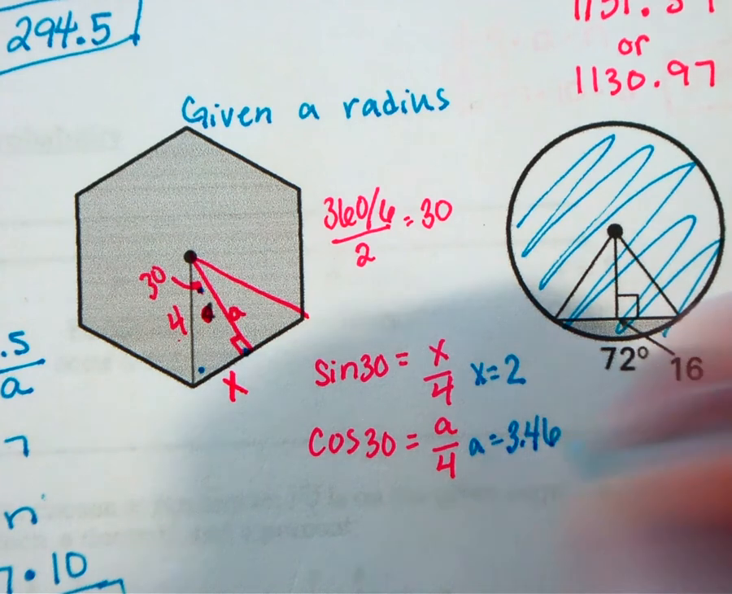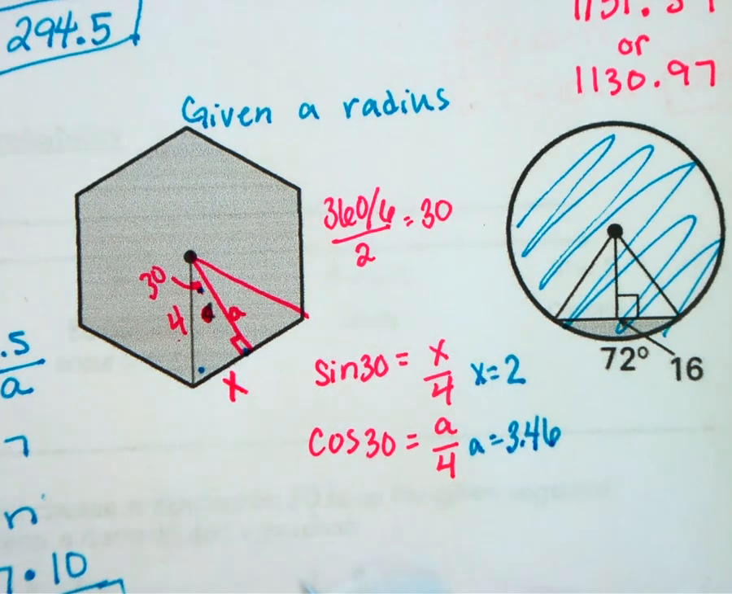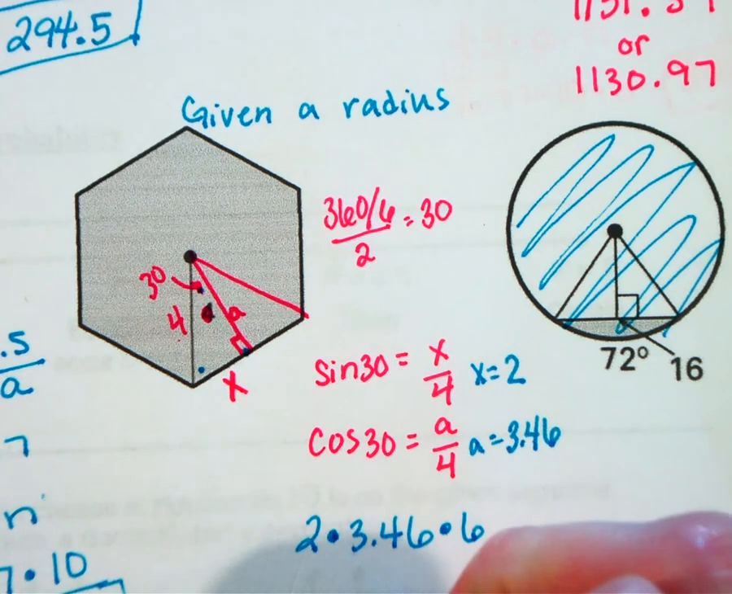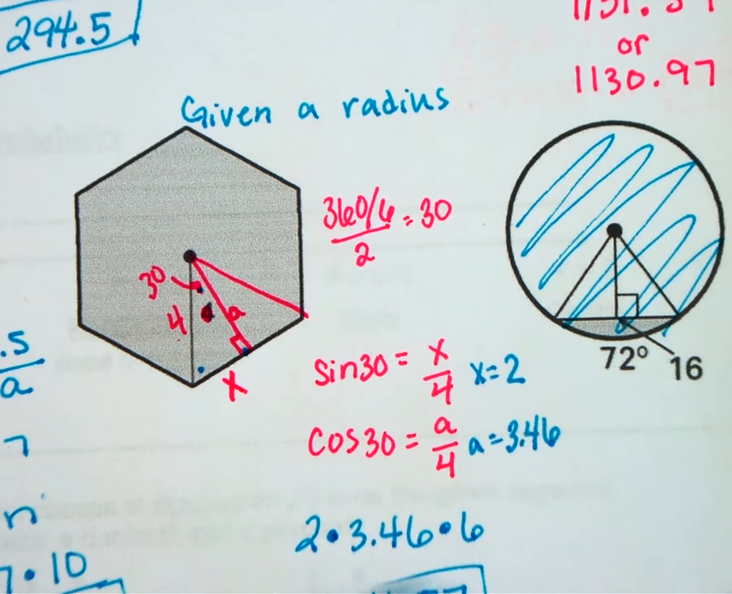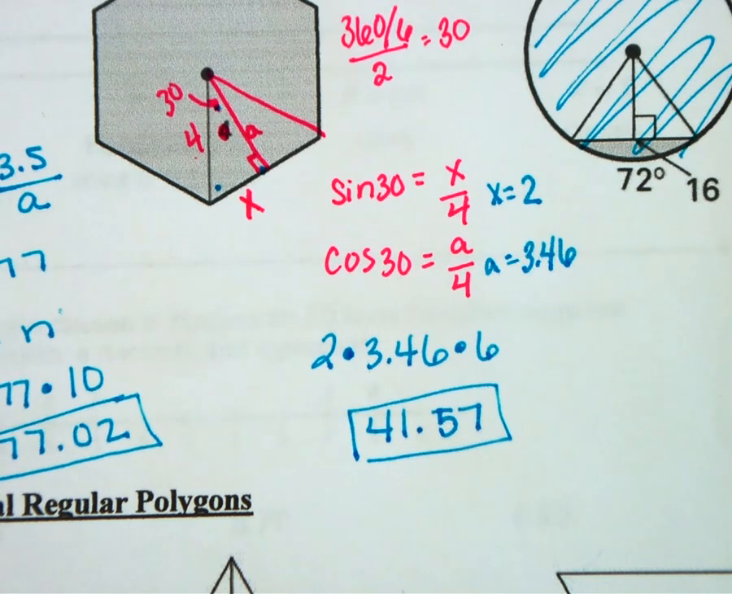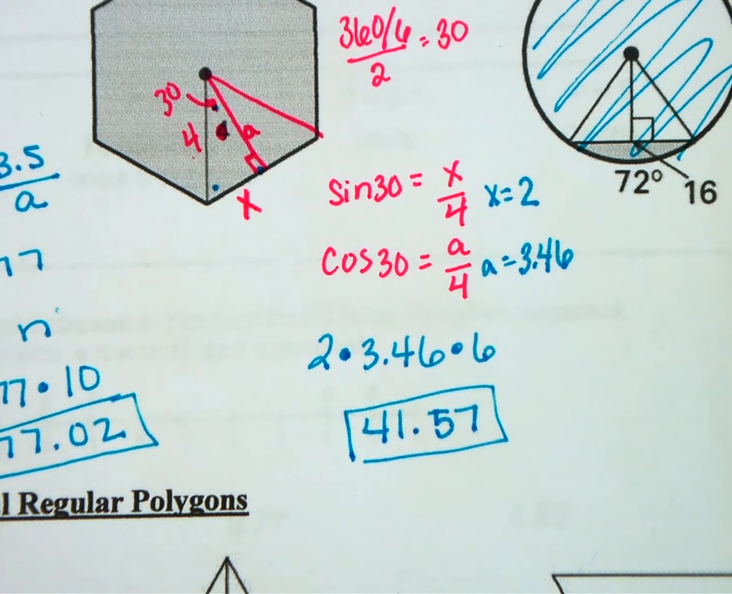So 3.46. Okay, then the three numbers you're going to multiply: 2 times 3.46, and then multiply that times 6. Which final answer, 41.57, if I'm rounding that up. Okay. If I went kind of quick through that, you can always stop, rewind, and watch that again.